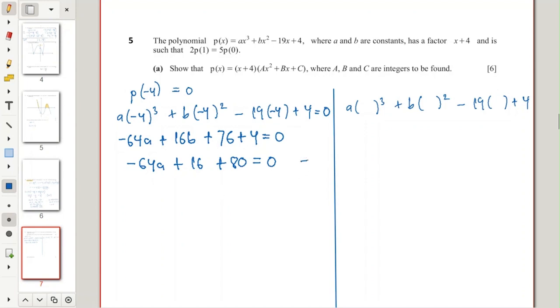Let me divide throughout by 16. It will make my work easier. So this will give me negative 4a plus 1. Oh, there's b here. Okay, b. So that's b plus b. This one divided by 16 is 5. It's equal to 0. All right. So we know that if this one comes to the right hand side, that will be negative 5. So let's call this equation 1.